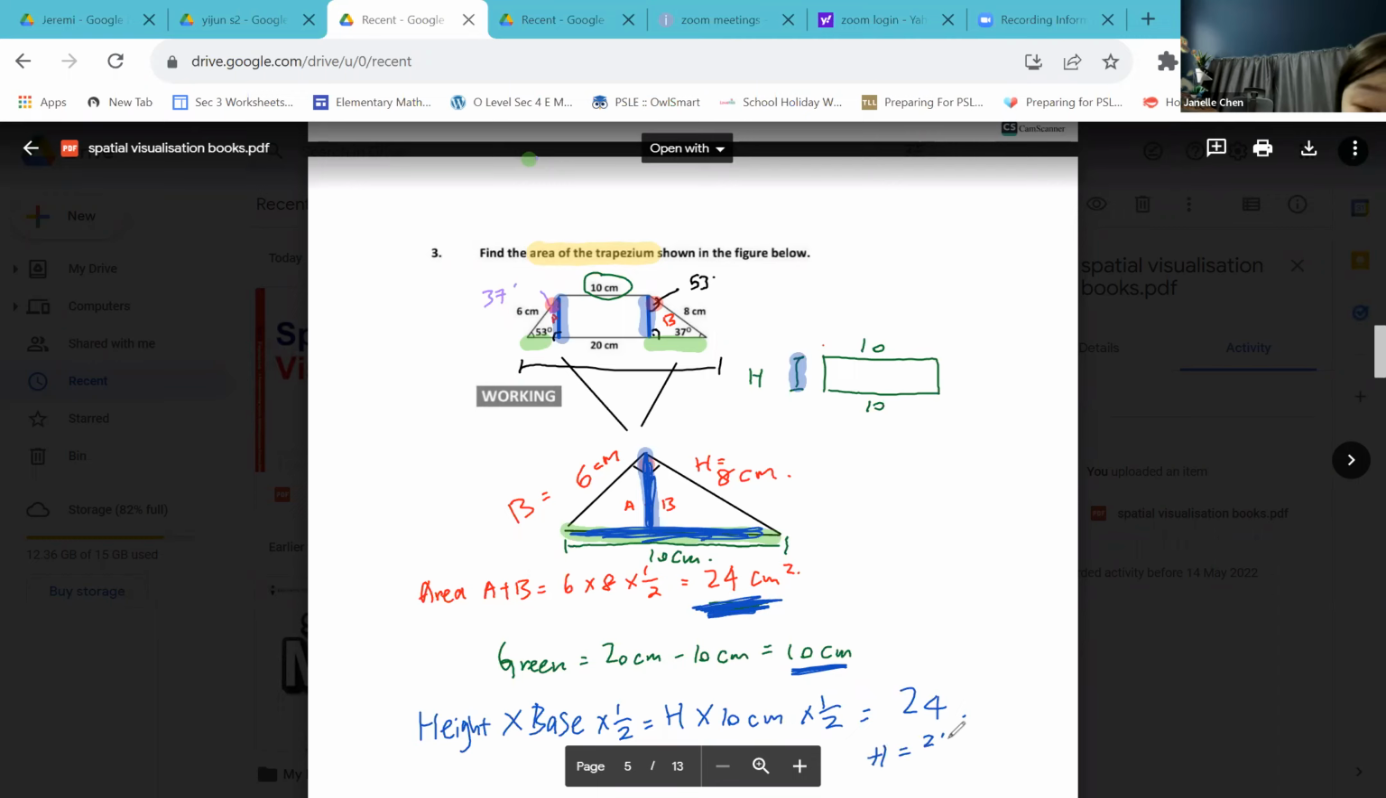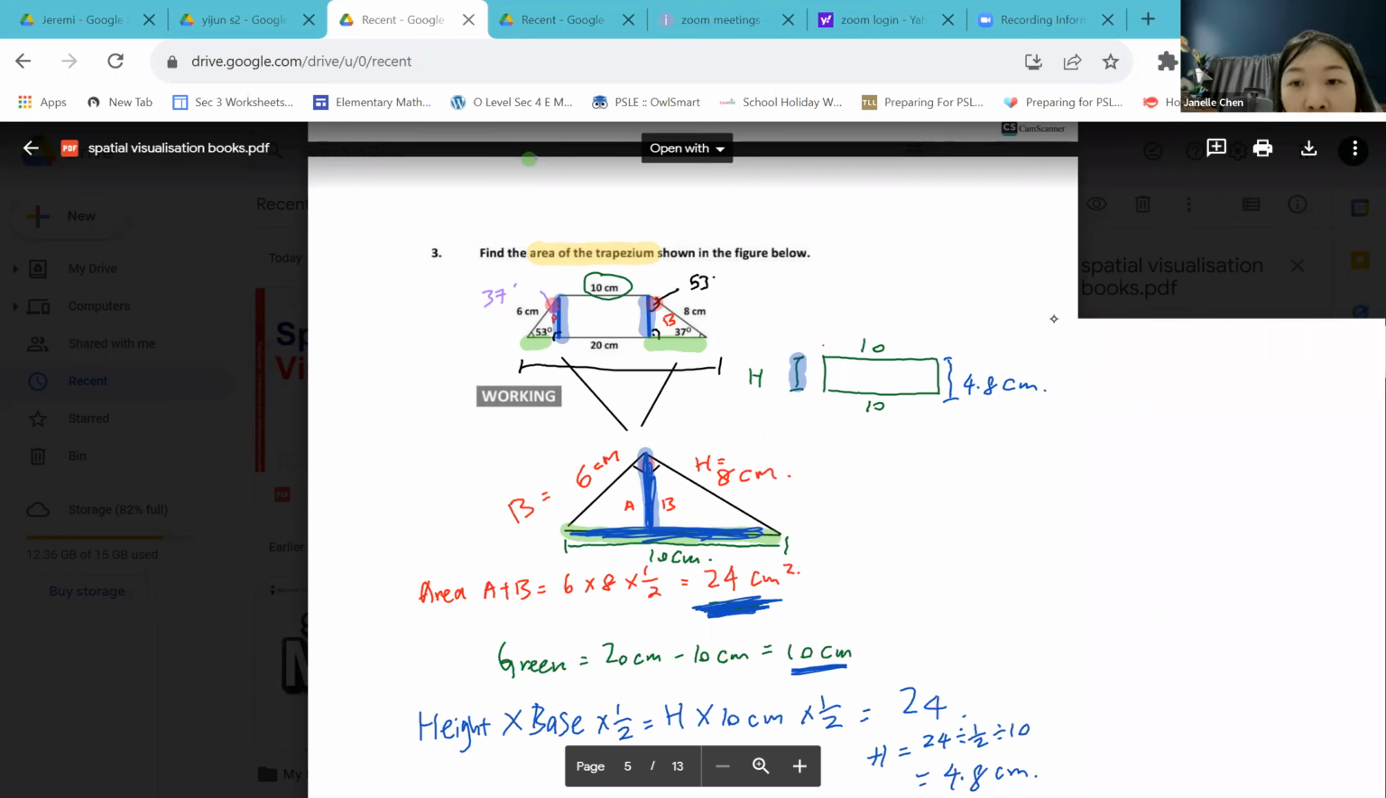By taking 24, divide by half, and then divide by 10. So if I divide by both of them, I will actually get height equals to 4.8 cm. So with that said, it means I found this part as 4.8 cm, correct? So if I manage to get to this point, I think it is actually quite easy to understand and know what to do already. So the very difficult part for this question basically is the one that I'm going to box up in yellow.